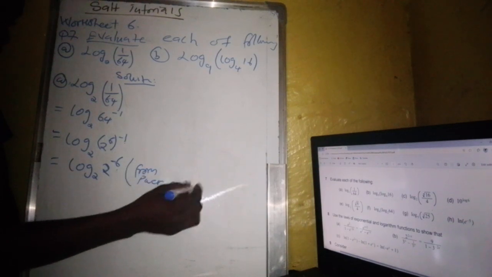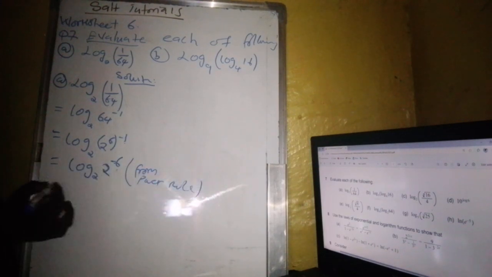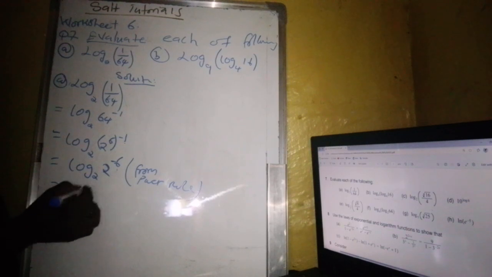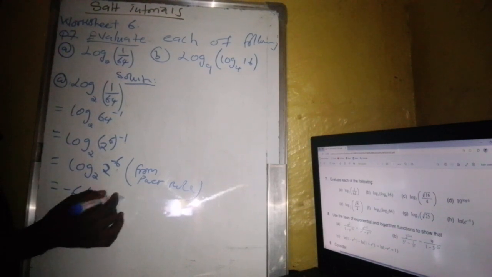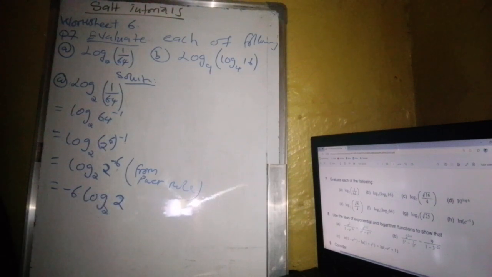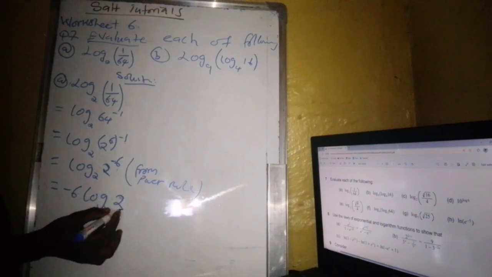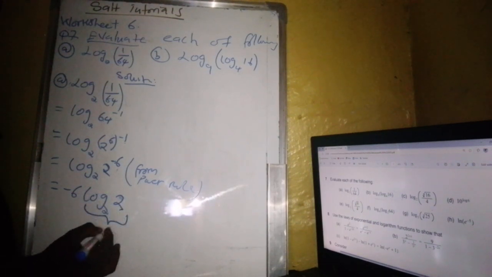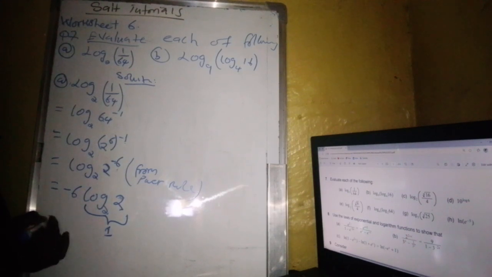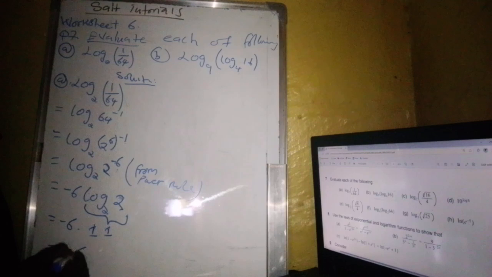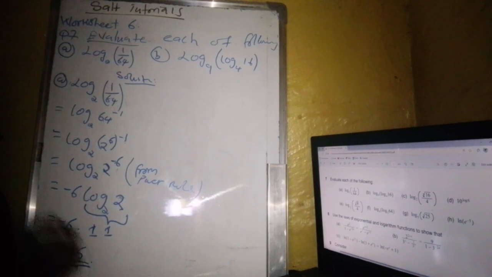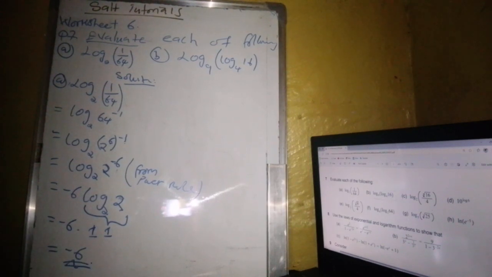what do we have? This power can drop down, becomes -6 log 2 2. And then from there, the base and the input are the same. This becomes 1. So this means -6 multiplied by 1, and the final answer becomes -6. As simple as that. What has helped me is basically the properties and the rules.